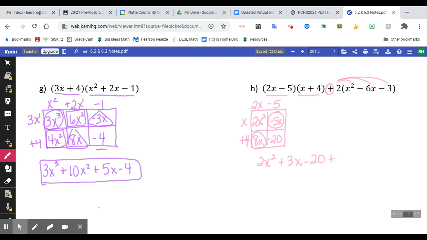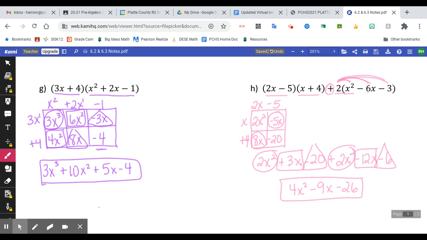Now, plus, now I'm going to start distributing out here. 2 times x squared is 2x squared. 2 times negative 6 is negative 12x. And 2 times negative 3 is negative 6. Now let's combine. 2x squared and 2x squared gives me 4x squared. Remember, I'm adding now, so I'm just combining like terms. Positive 3x, negative 12 is negative 9x. And then negative 20 and negative 6 is negative 26.